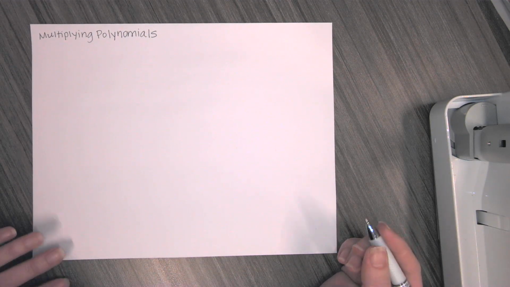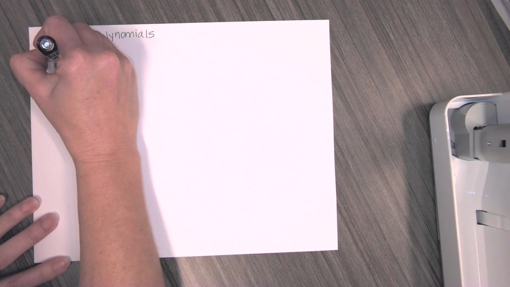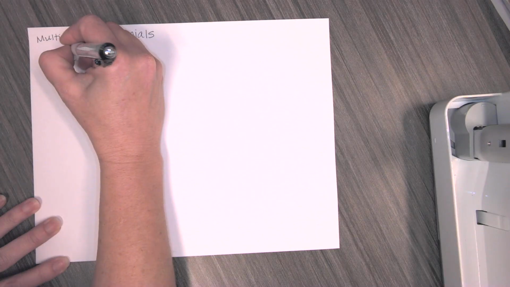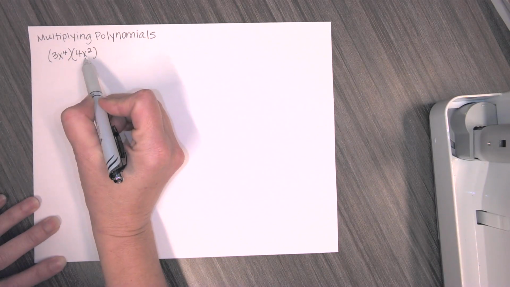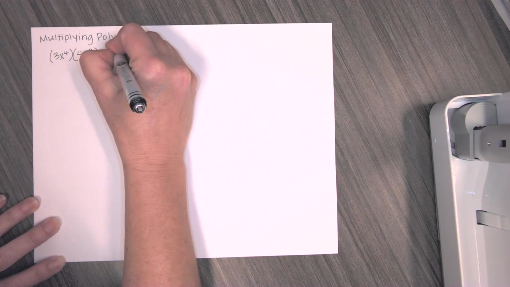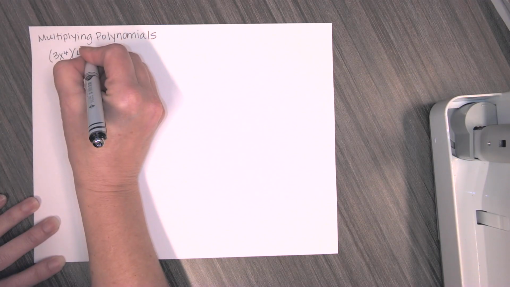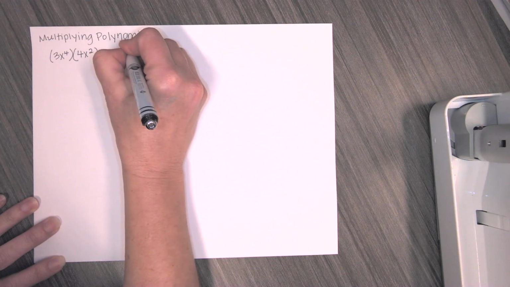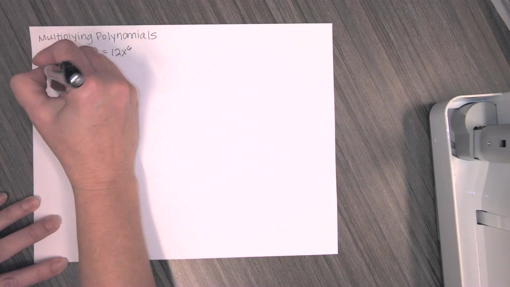Okay, in this video we're going to look at multiplying polynomials. We have already learned to multiply monomials using our exponent rules. This is an example of multiplying monomials, and if you'll remember, we multiply the coefficients in the front, and then the rule for multiplying exponents with the same base is that the base stays the same and we add the exponents. So that would be 12x to the 6th.